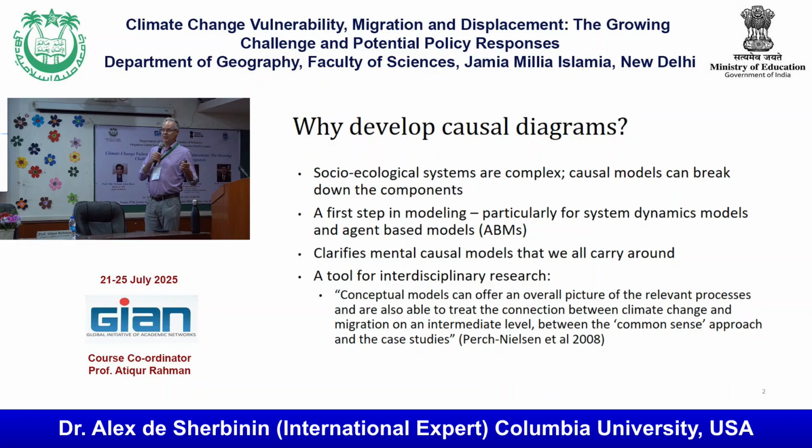I think you've read the document, so you have a general idea. But basically, we do it because socioecological systems are complex, and causal models can help break down the components. And it's also often a first step in actual quantitative modeling. We'll be talking about modeling on Thursday or Friday, and we'll be discussing more the nature of what people are doing now, what the different approaches are to modeling climate mobility. But to begin with, a lot of these groups are actually developing fairly complicated causal diagrams to show the relationships between the parts of the system.